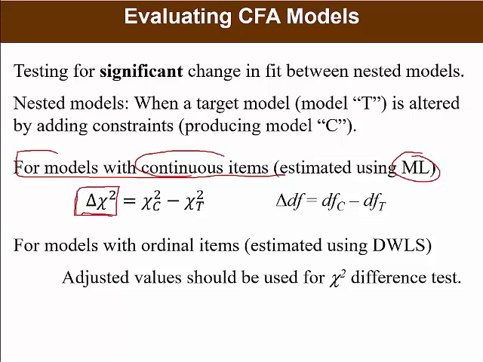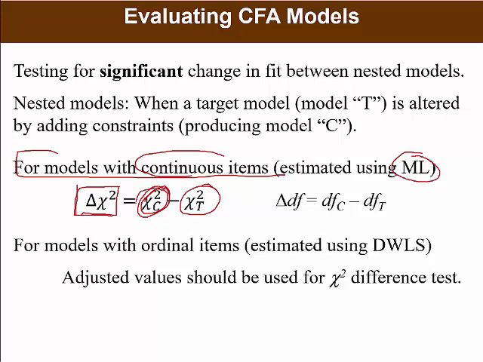So I'll calculate this value called a change chi-square. Recall that when we run our models, we get our fit output, and one of the statistics that we look at in terms of fit is our chi-square. So I'll get the chi-square for model C, which I call my constrained model, and I get the chi-square value for model T, that is my originally hypothesized model, or my full model.